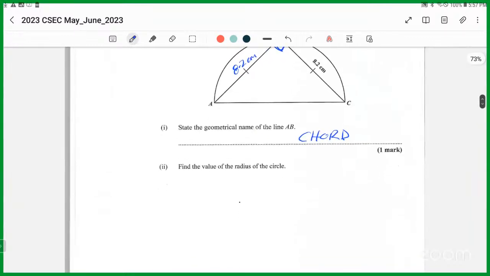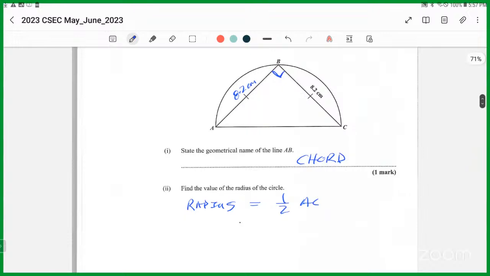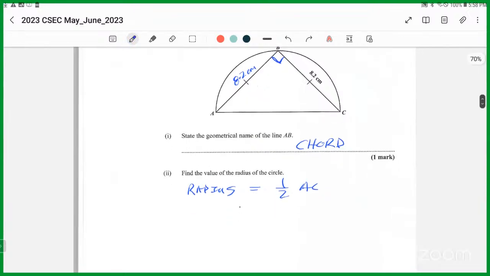So I'm going to say that the radius is equal to half of AC. And we can use Pythagoras' theorem to find AC. AC becomes the hypotenuse in this triangle. And I'm marking this as 90 degrees for the examiner to see, because the angle subtended by the diameter is 90 degrees. So I'm just going to calculate it here. Half of AC, which is the hypotenuse, will be the square root of this side squared plus that side squared using Pythagoras' theorem: 8.2 squared plus 8.2 squared.